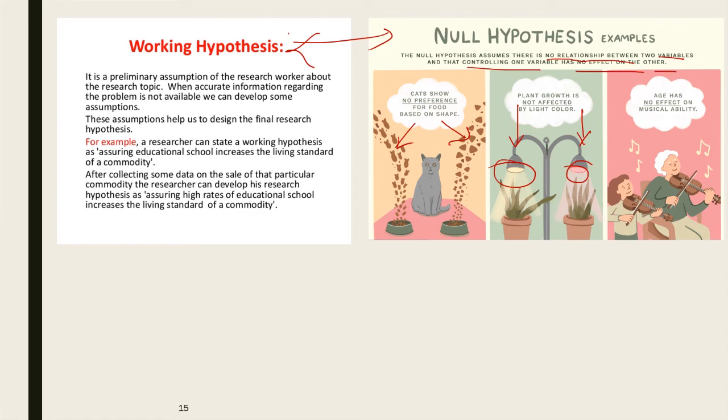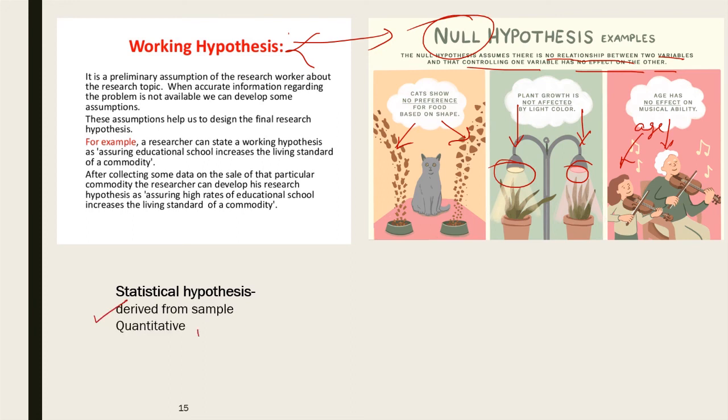Okay, now what is a statistical hypothesis? They are derived from a sample. They are quantitative in nature because they are from numbers, samples, and can be numerically measured. Here we take a sample of data and test a claim. It is basically a statement about the parameters of one or more populations.